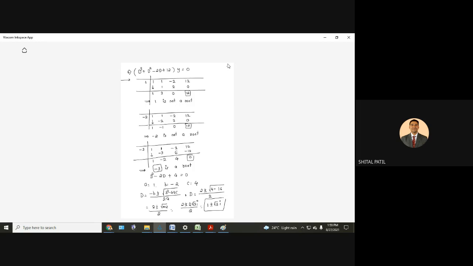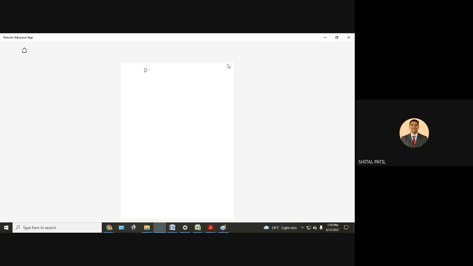Okay, let me change the page. So roots are -3, and the complex roots 1 ± √3i, alpha equal to 1, beta equal to √3. So y of c equal to c1 e raised to -3x, corresponding to the real root. For the complex root, c2 cos of beta x plus c3 sin of beta x into e raised to alpha x.